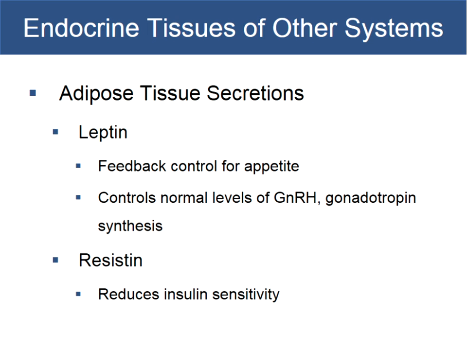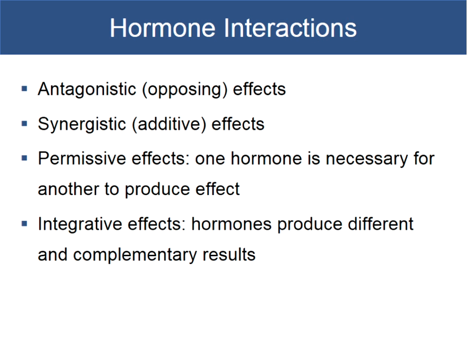Adipose tissue will also make some of its own hormones, leptin and resistin. Leptin is a feedback control for appetite. Resistin reduces insulin sensitivity.